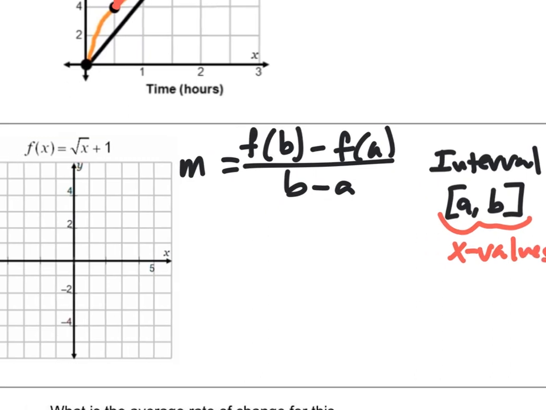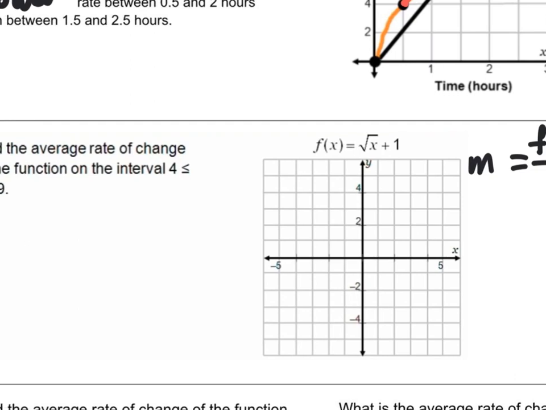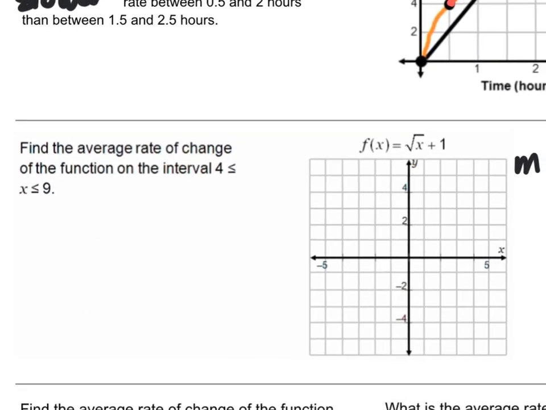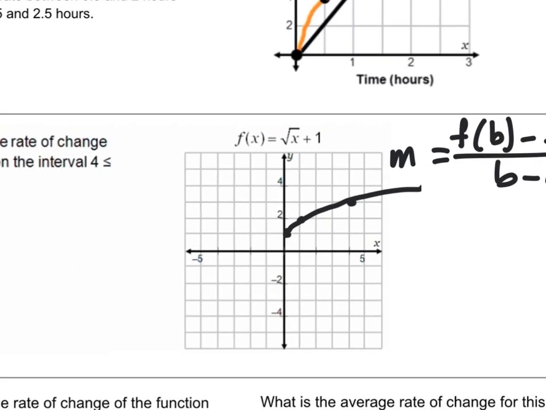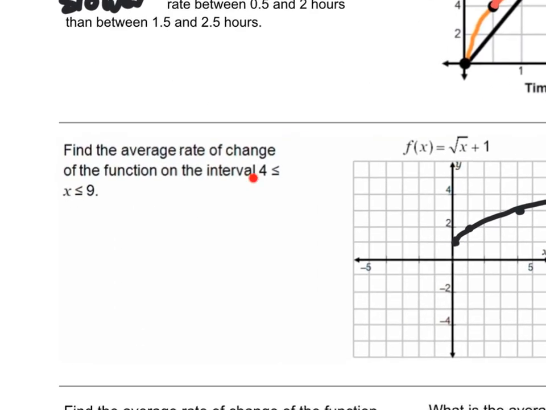And so let's go back over to the problem, and let's take a look at this function. We've got the function f of x is equal to the square root of x plus 1. That's just the square root of x shifted up 1 unit. So we have 4, 3, and we've got a graph that looks like this, and it kind of goes over like that. It wants us to figure out the average rate of change over the interval between 4 and 9.